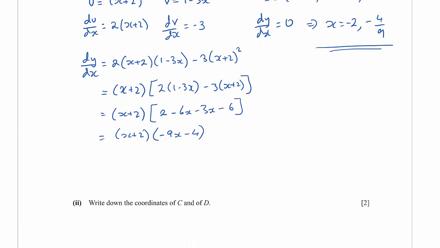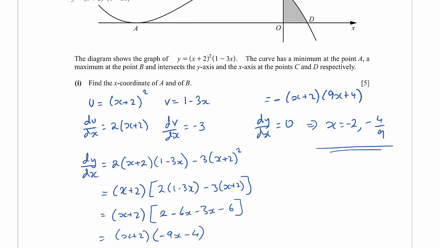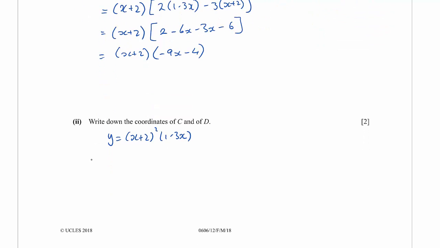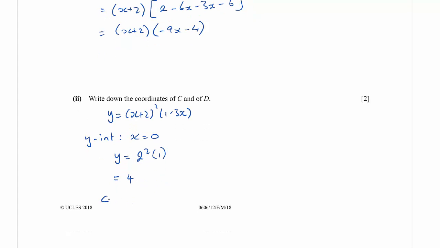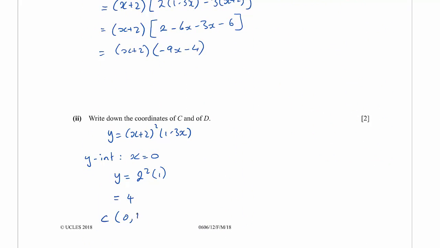We now want the coordinates of C and of D. Well, C is on the y-axis, and that means x equals 0. So our expression was y equals (x plus 2) all squared, (1 minus 3x). So the y-intercept is when x is equal to 0. So that means y would be 2 squared times 1, which is equal to 4. So C, I think C was where it cuts the y-axis, yep, is the point (0, 4).